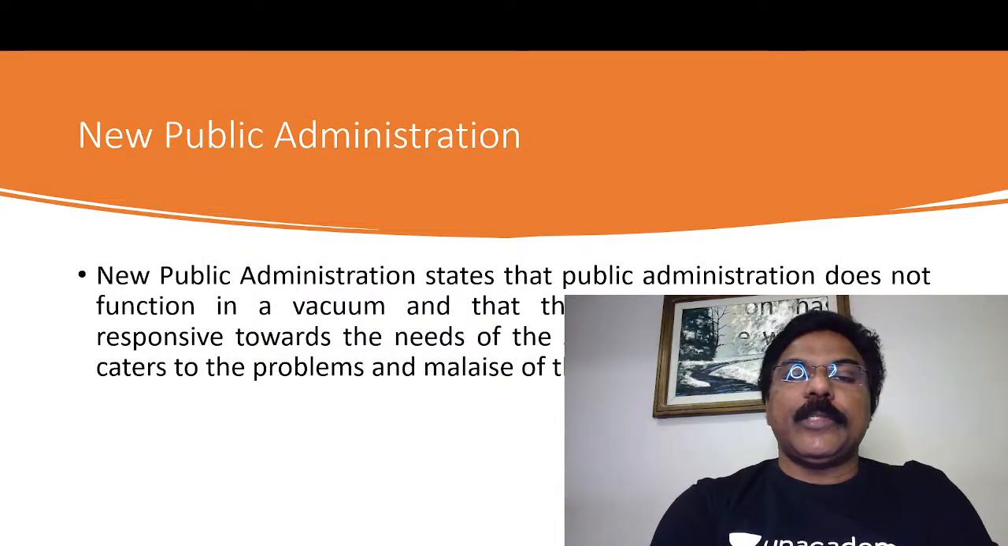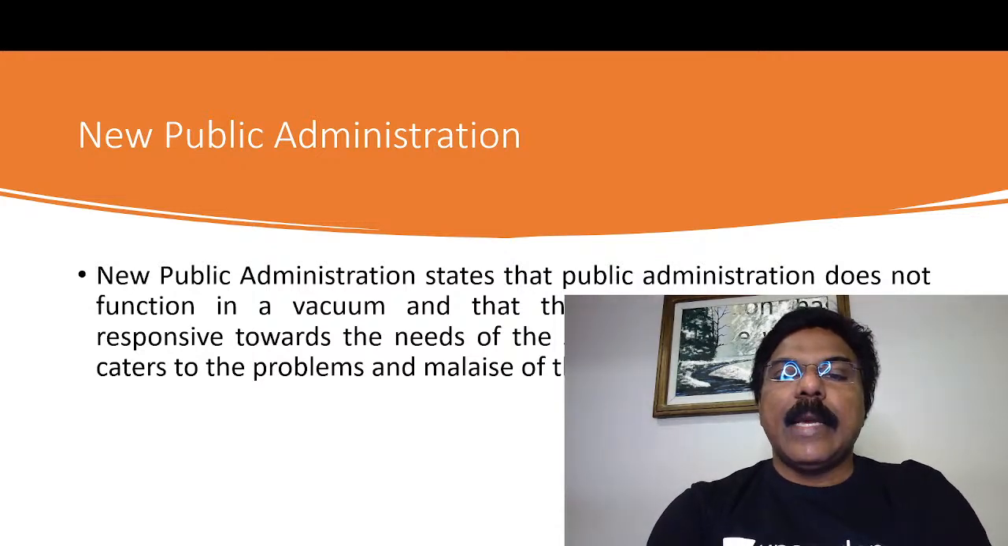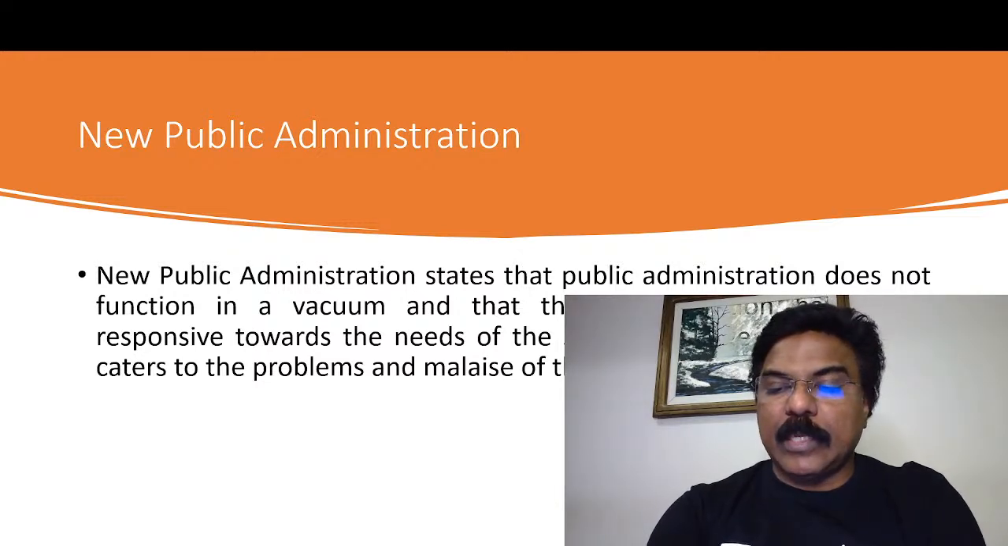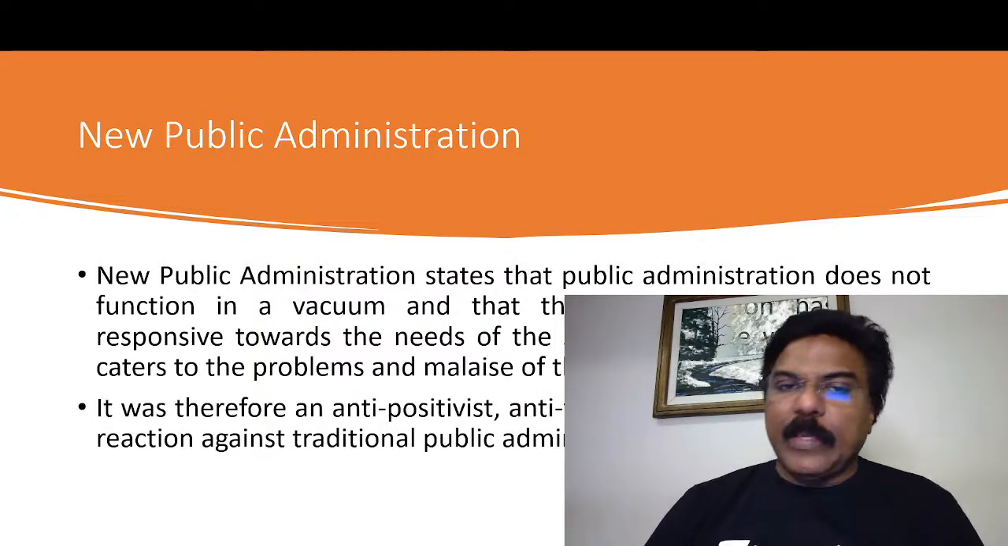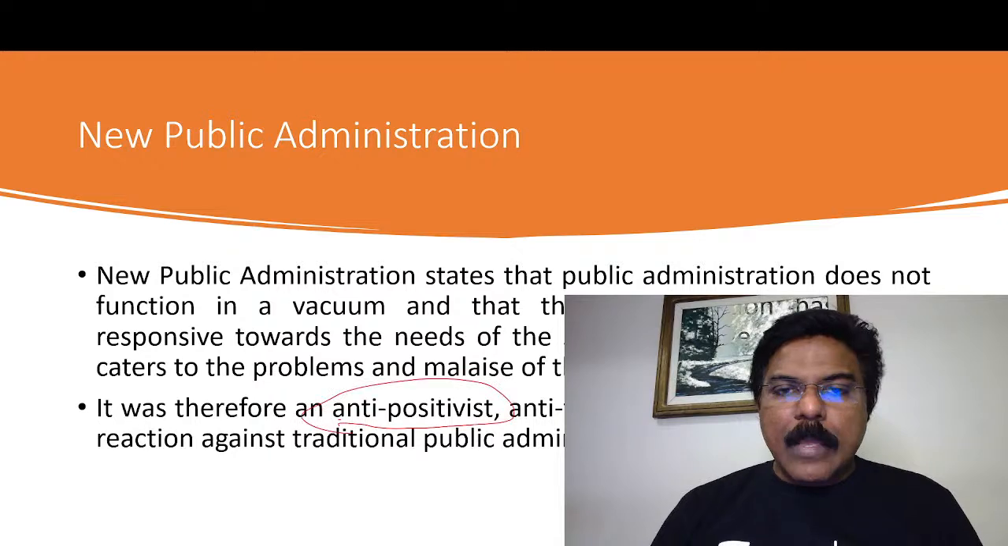So, new public administration states that public administration does not function in a vacuum and that the administration has to be responsive towards the needs of society at large, which therein caters to the problems and malaise of society. We read all this. This is very important. Therefore, it was anti-positivist, anti-technical, anti-hierarchical reaction. So, anti-positivism means what?